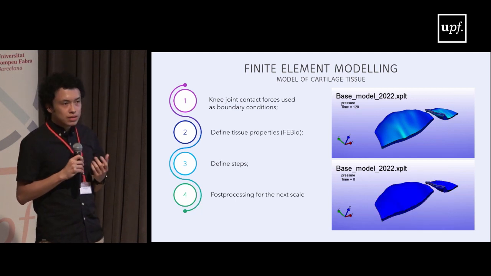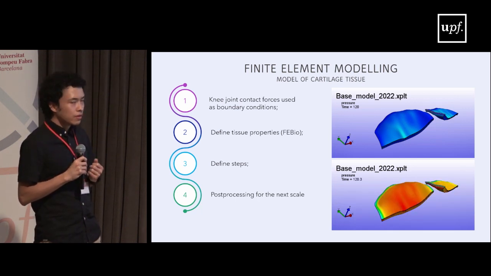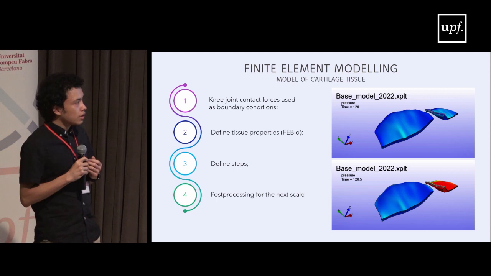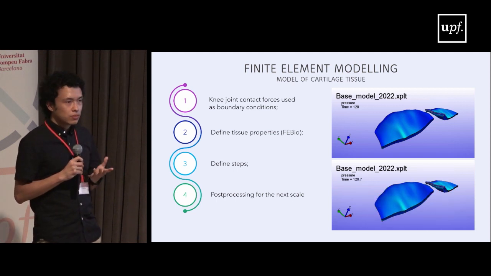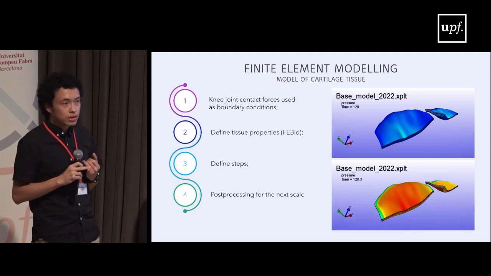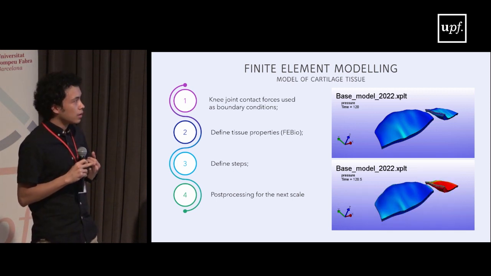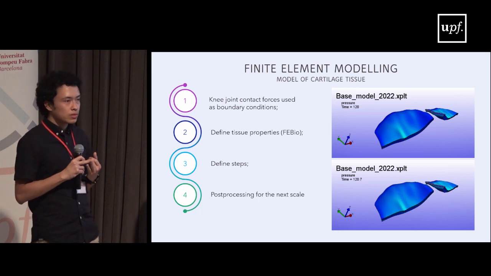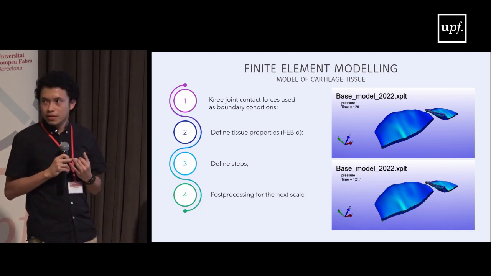After this analysis, we select one variable, which was the total pressure, at a point of interest that was the highest value we observed in these models, even for normal walking or the limping case. And then we jump to the next level.